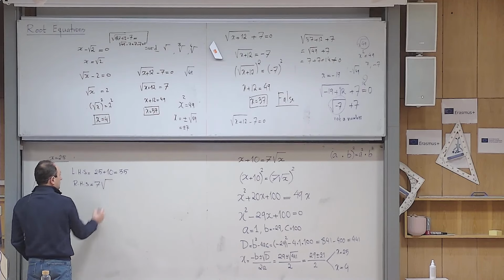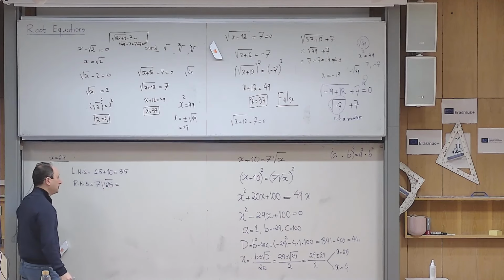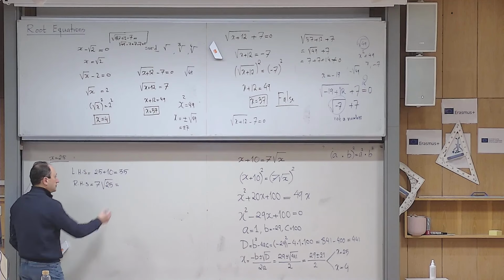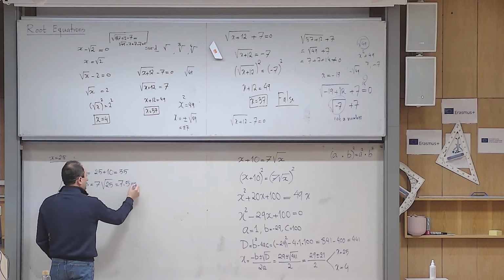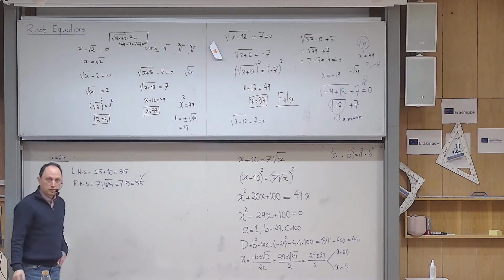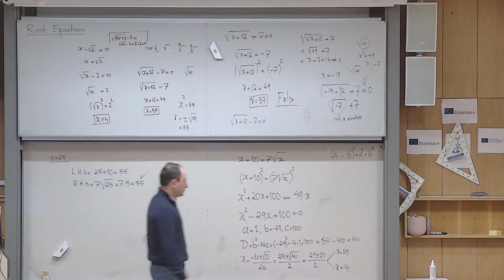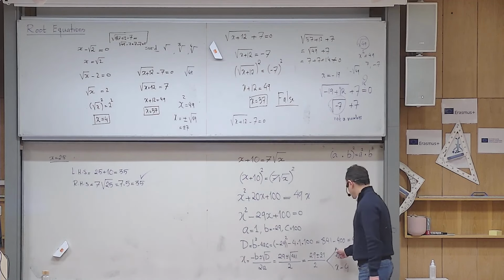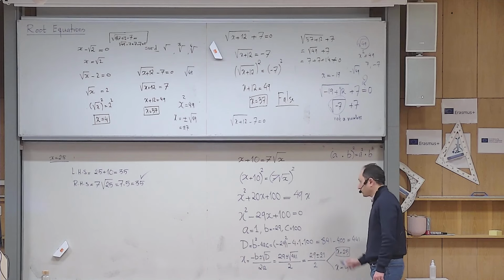I have a square root. Instead of x, I put 25. But what is the square root of 25? 5. So it becomes 7 times 5, and that is 35. And this is okay. So that is not a false root. It is a real root. So I accept it now. I put it in a box now.